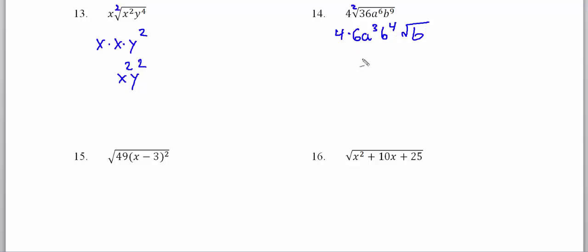So now we do one more step of simplification. The 4 times 6, which makes 24. A cubed, b to the 4th, times square root of b.